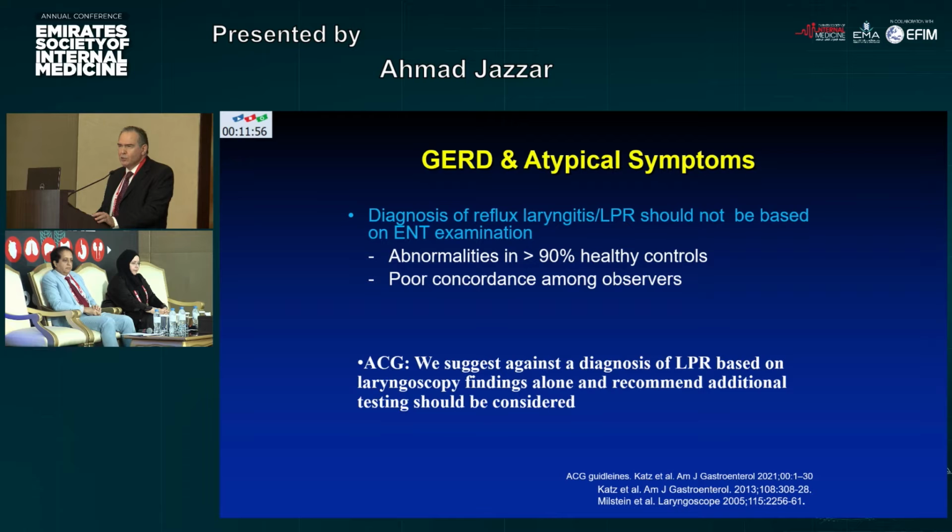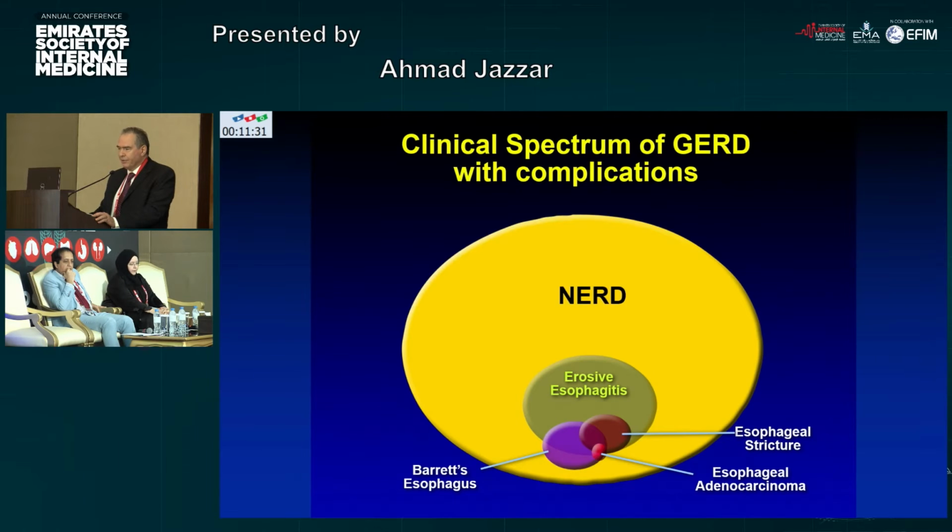For example, for patients with laryngopharyngeal reflux, the diagnosis should not be based on ENT examination, because abnormalities can happen in more than 90% of healthy controls, and there's a poor concordance among observers. That's why the ACG recommends against the diagnosis of laryngopharyngeal reflux based on laryngoscopy findings alone, and recommends that additional testing should be considered.